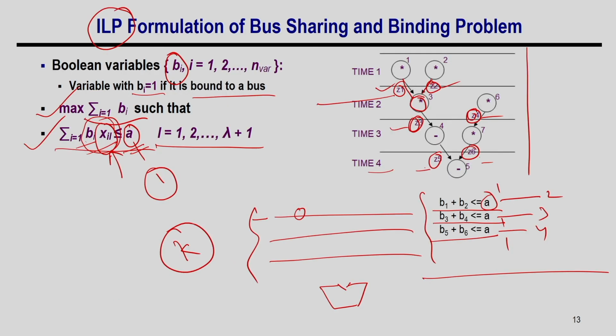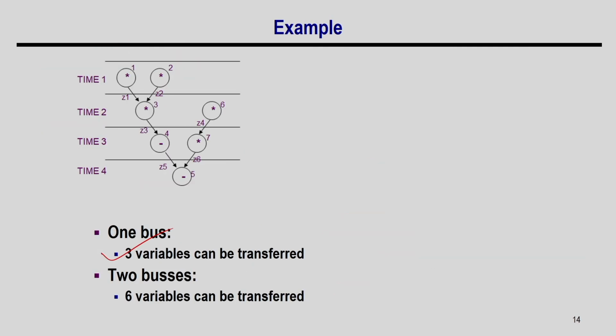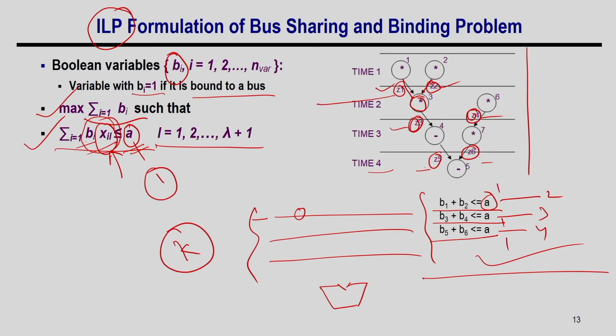If there are 2 buses, I can actually transfer all of them, because you can maximum transfer 6 data and there are 6 transfers. So, I can transfer all 6 variables, right. So, this is what this ILP formulation gives. I can utilize this ILP formulation to identify the minimum number of buses and also the mapping of this transfer from this variable to the buses as well. So, this is one part, which is basically the input of the FUs.